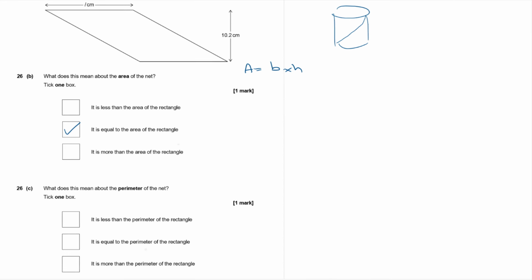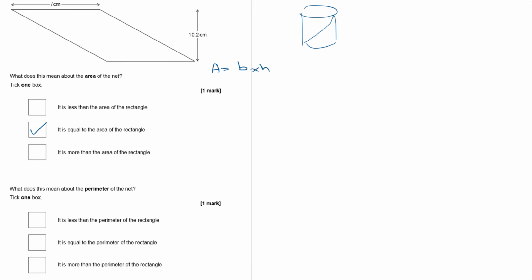Then part C says, what does this mean about the perimeter of the net? Well, the perimeter is going to change, isn't it? These two sides here are still the same as the rectangle we had, but these are definitely longer, aren't they? So the perimeter of this shape is going to be much longer than the perimeter of the original rectangle. So I'm going to say the perimeter is more than the perimeter of the rectangle, so it's that one there.